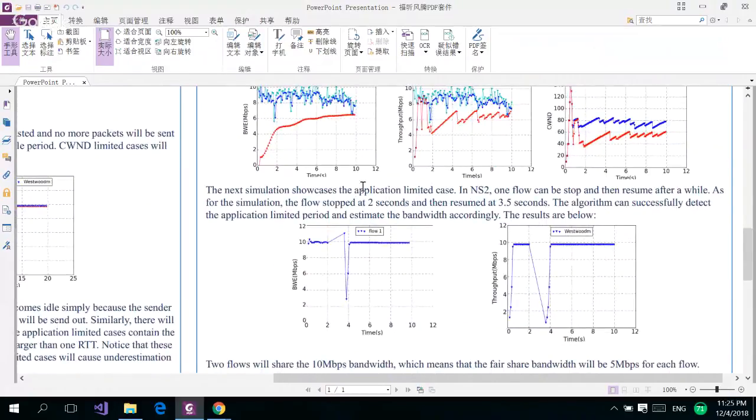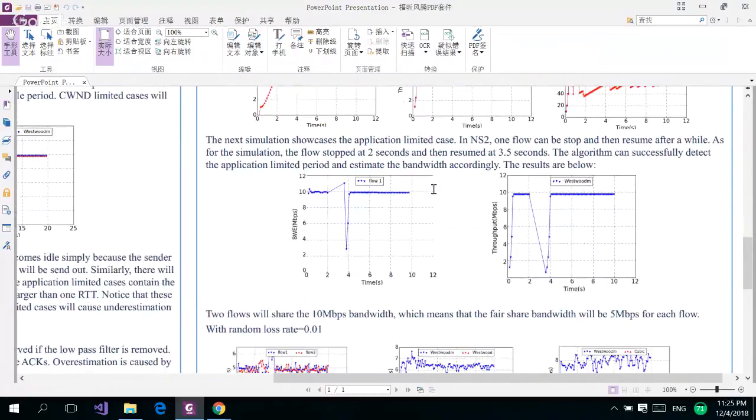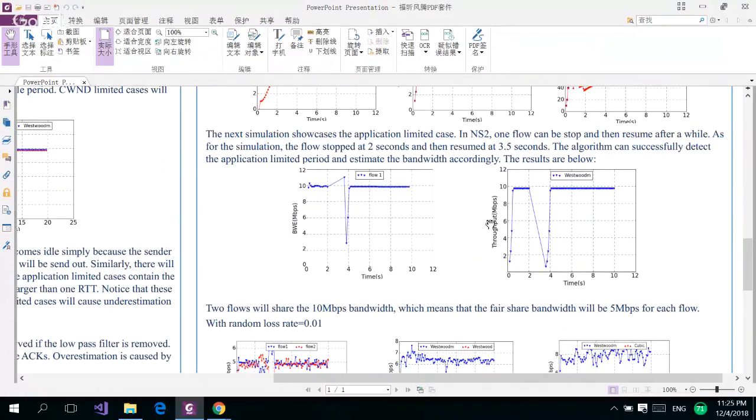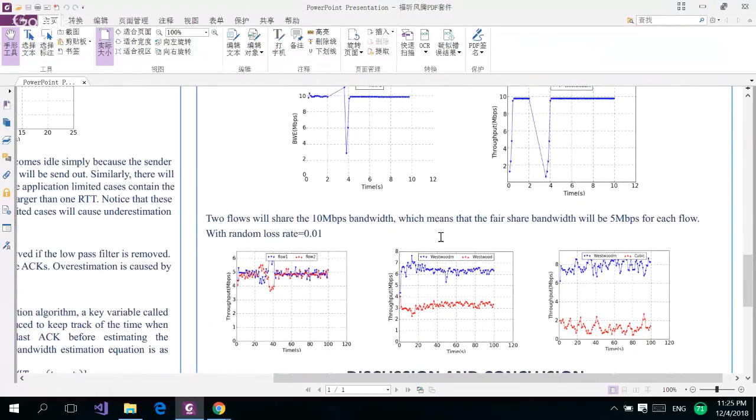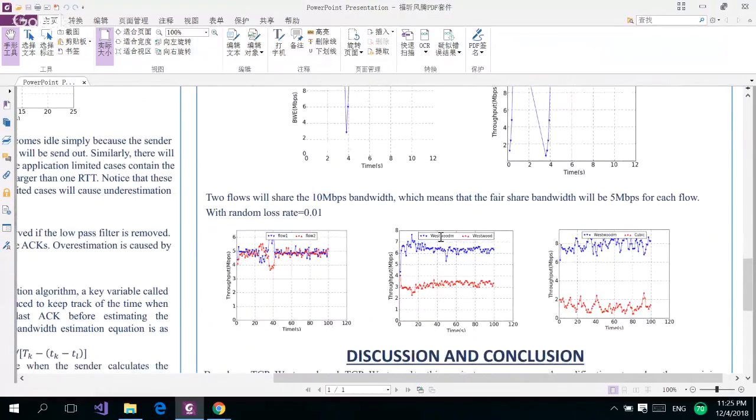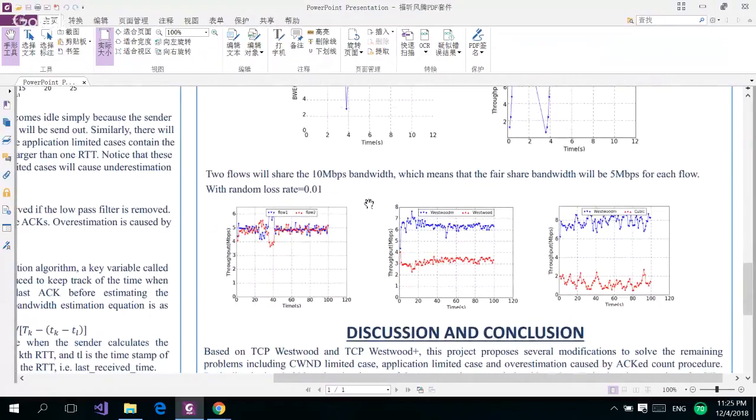The next results showcase the application limit case. In NS2, one flow can be stopped and then resumed after a while. As for the simulation, the flow stopped at 2 seconds and then resumed at 3.5 seconds. The algorithm can successfully detect the application limit period and estimate the bandwidth accordingly. The results are as following. Two flows will share the 10 megabit bandwidth, which means that the fair share bandwidth will be 5 megabit for each flow.